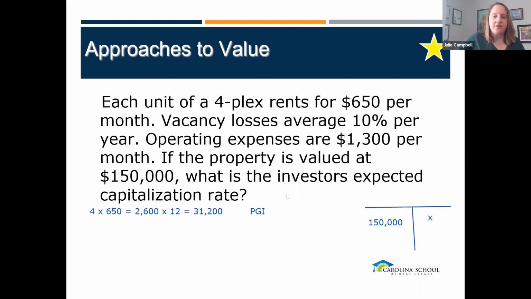I have vacancy losses of 10%. Take my dream, $31,200, and I have vacancy losses of $3,120. When I deduct the vacancy from my PGI, I get an EGI, effective gross income, of $28,080. The dream is for me to collect $31,200 a year on this property. The reality is I'm only collecting $28,080. The dream versus the reality. I have a 10% vacancy and collection loss.